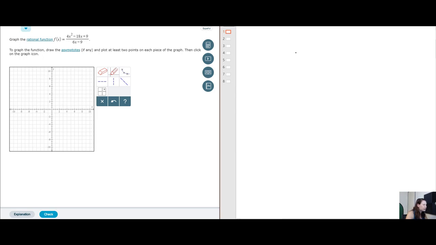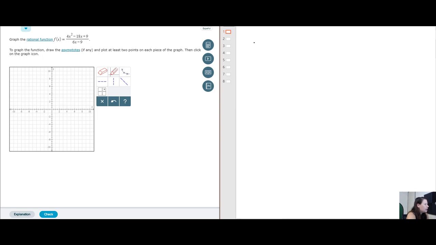So if we look at this function, first thing to think about is that the numerator's degree is bigger than the denominator's degree, meaning we're going to have to do some tricks, right? We're going to have to do some long division. Okay, so that means, let's go ahead and do that out.